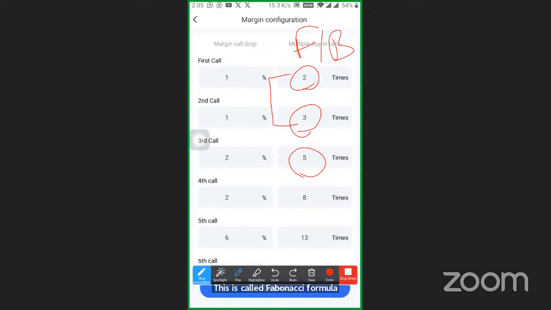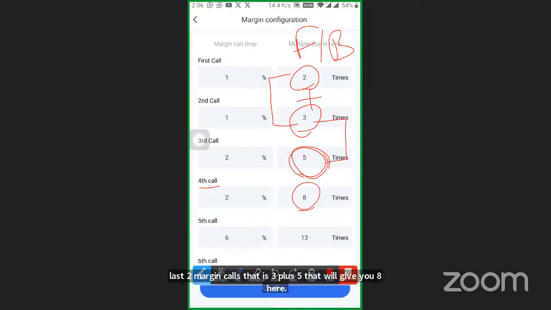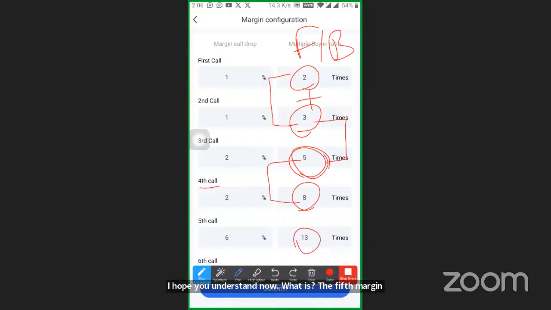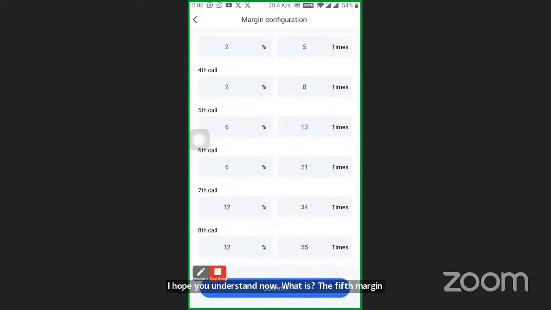You can write it down. Just add up the previous 2 margin calls. The previous 2 margin calls are 2 plus 3. That will give you a 5 here. Again, for the fourth margin call, add up the last 2 margin calls. That is 3 plus 5. That will give you 8 here. I hope you understand now. What is the fifth margin call? 5 plus 8. That is 13 here, and so on. So these are the 8 margin calls.